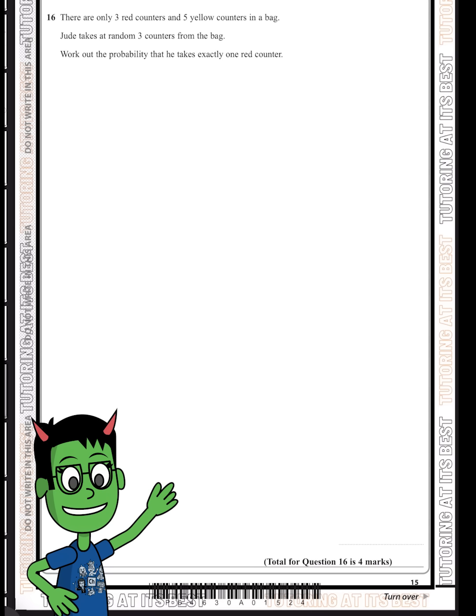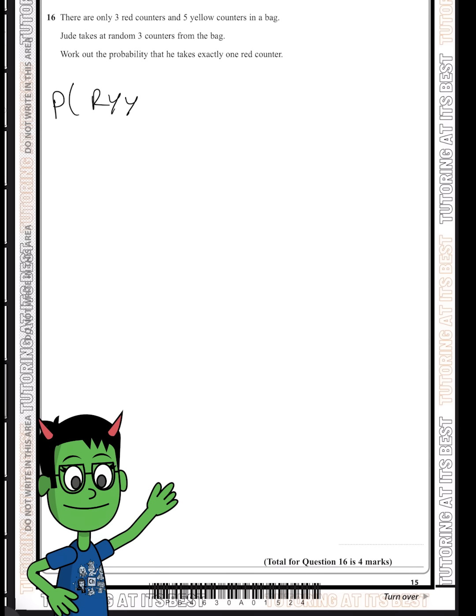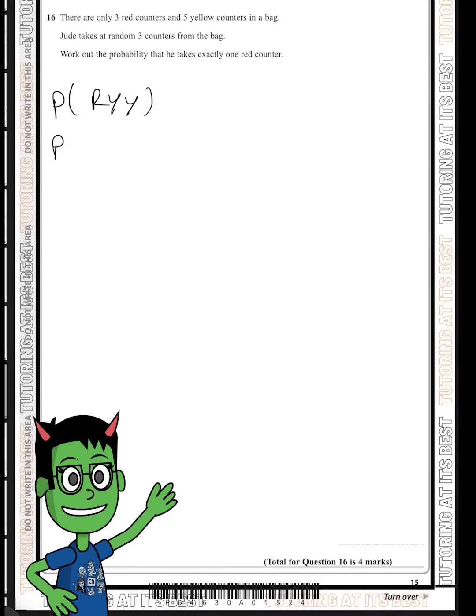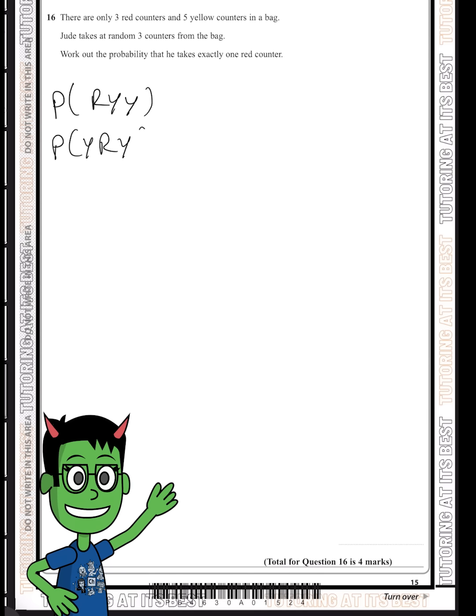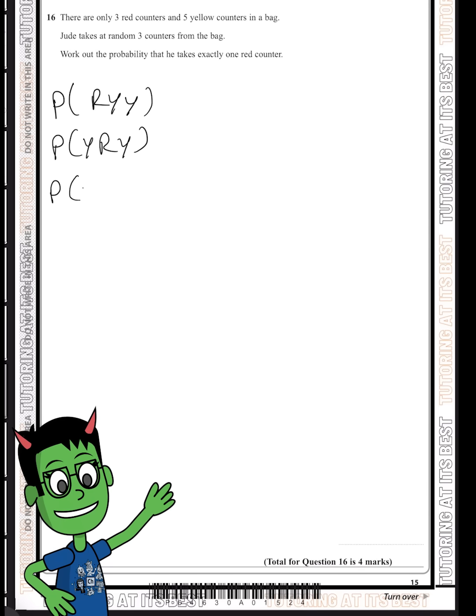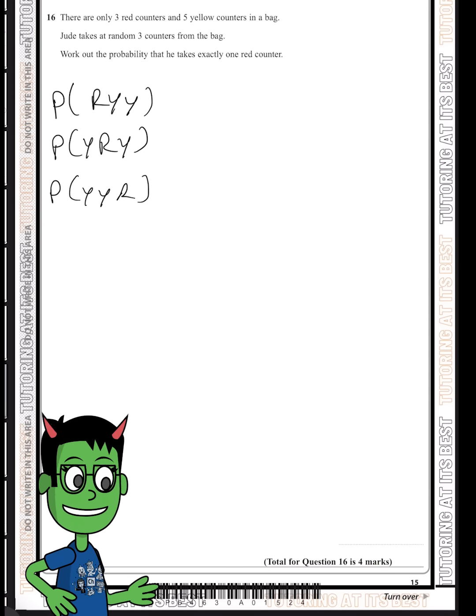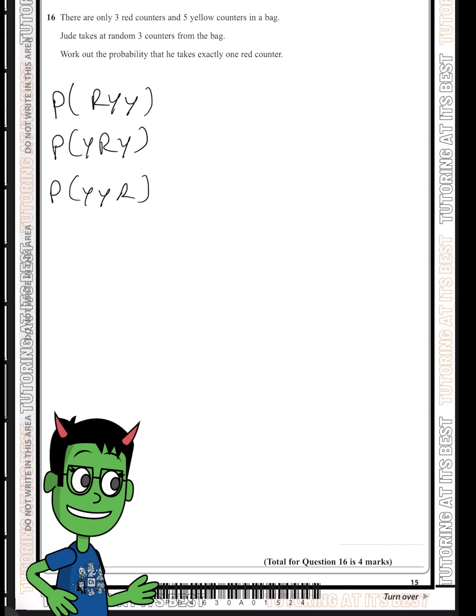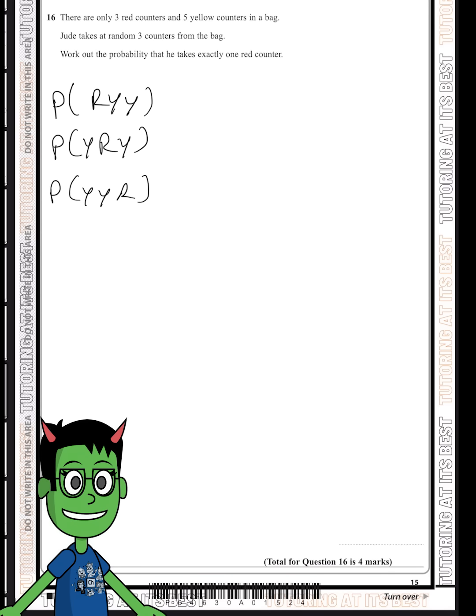There are 3 red counters and 5 yellow counters in a bag, and Jude takes at random 3 counters from the bag. Work out the probability that he takes exactly 1 red counter. So again, let's write down our probability. It could be red and then yellow and then yellow, or it could be yellow, red, yellow, or finally, yellow, yellow, and red. And then we now need to write this out as a fraction.